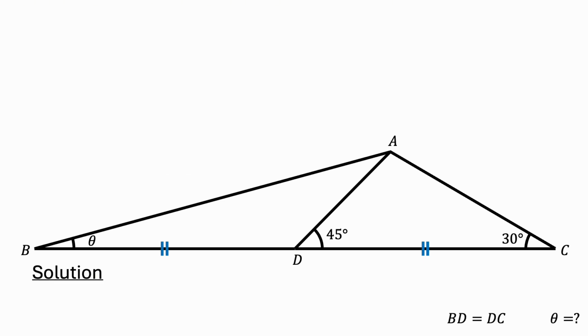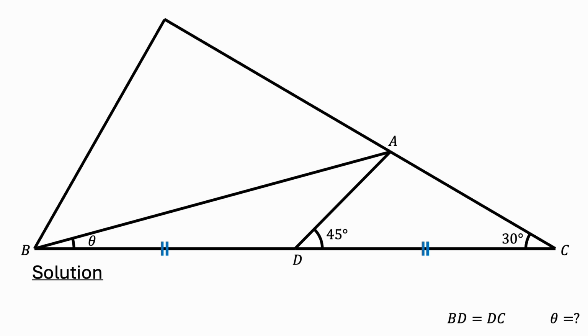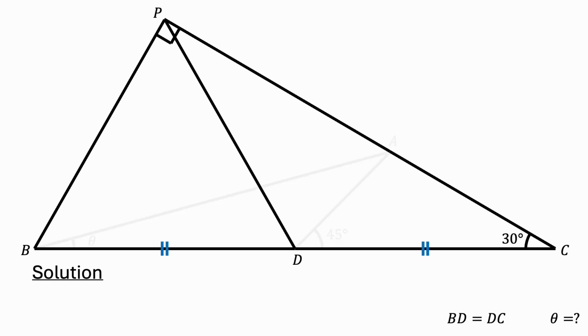And now for the solution. Extend CA beyond A to point P such that angle CPB equals 90 degrees. Join D to P. Now, consider triangle BCP and segment DP. Angle PBC equals 180 degrees minus 90 degrees minus 30 degrees, which equals 60 degrees.